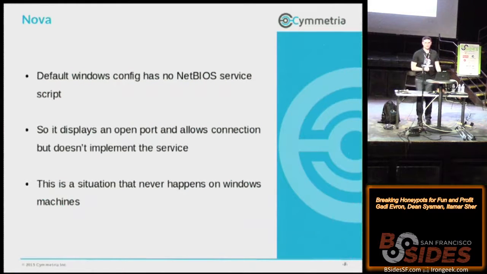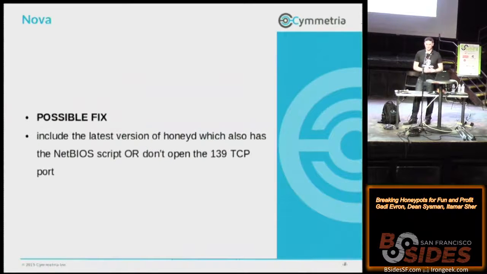One of the problems is that if we take a Windows machine and create it in Nova, we can see that if we try to connect to it through the NetBIOS service, it displays as an open port and allows a connection, but it doesn't do anything besides that. As soon as the connection is established, you don't get any answers on any queries. This is a situation that never happens on a Windows machine. It's either firewalled off or it's answering on NetBIOS. These are the only two states Windows machines could be in. So this, by definition, means this is a honeypot. And the possible fix would be to get the latest version of HoneyD, which they didn't.